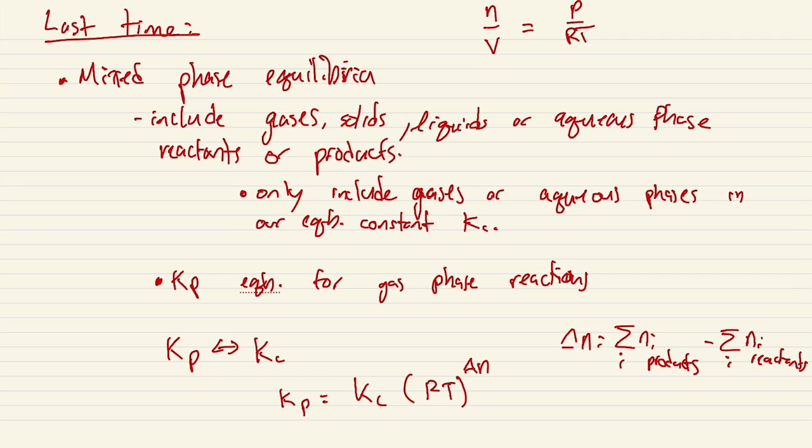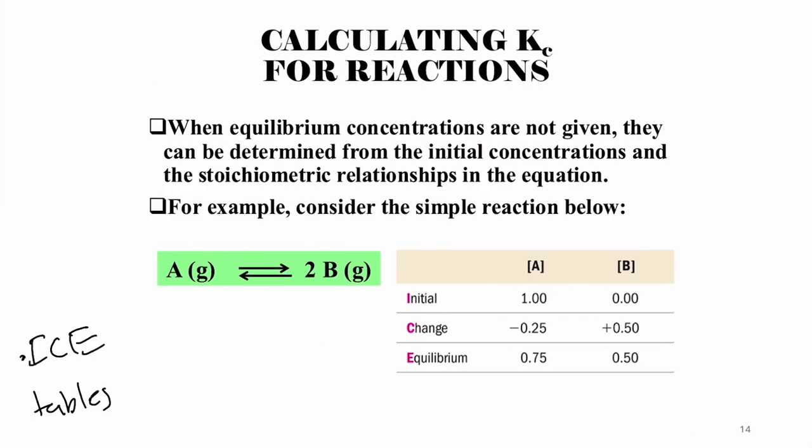All right, so that's where we ended with last time. Any questions on that before we continue? All right, and the very last thing that we talked about, and we introduced one problem like this, is when equilibrium concentrations are not given, they can be determined from the initial concentrations and the stoichiometric relationships in the balanced chemical equation.